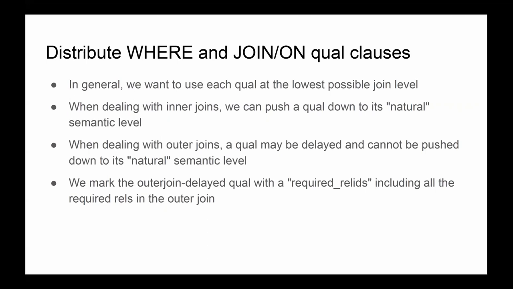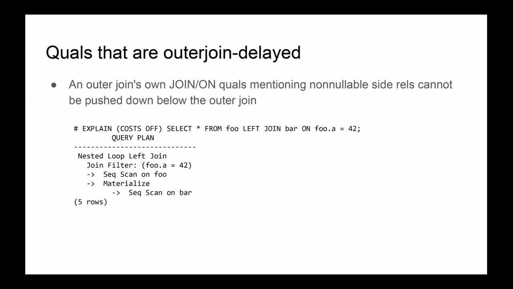For this kind of outer join delayed clause, we mark them with the required rel IDs, which includes all the required rels in the outer join. By pretending that the clause references all the rels required to form the outer join, we prevent it from being evaluated below the outer join. And usually there are two cases in which a clause can be outer join delayed.